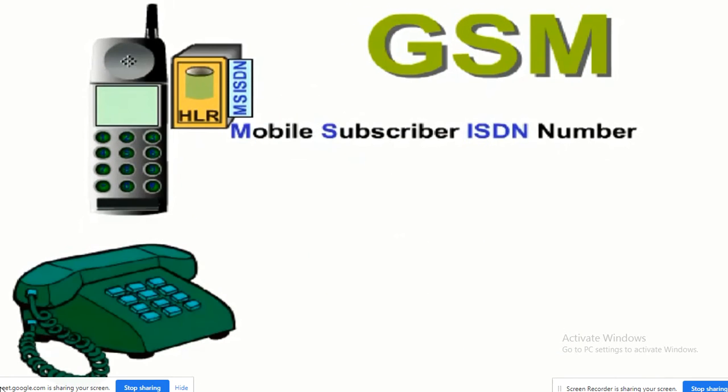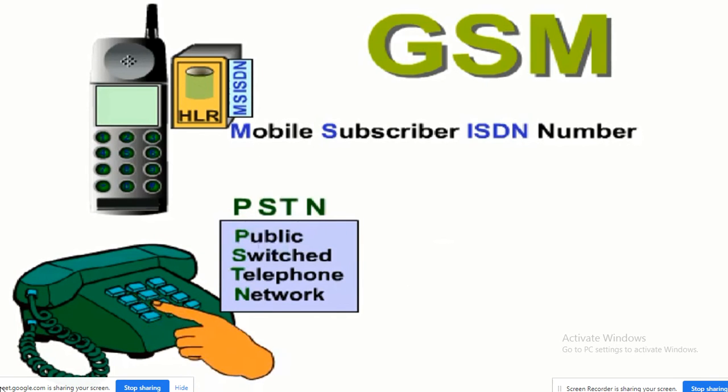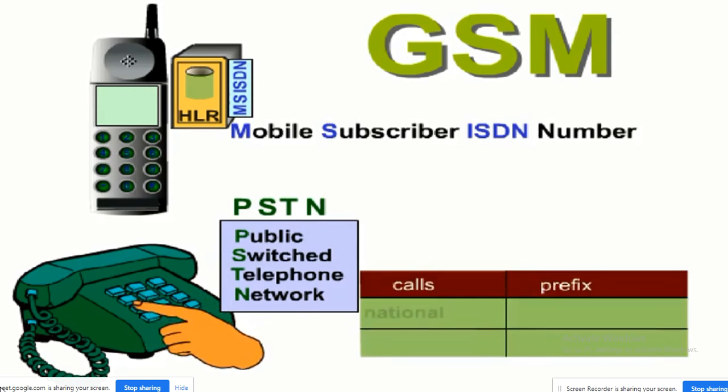How do you dial this number from a public switched telephone network, or PSTN? First, dial a prefix to distinguish between national and international calls. For national calls, the prefix is usually 0. For international calls, it's 2 zeros and 2 or 3 digits depending on the country. In GSM networks, it's sufficient simply to enter a plus sign instead of a double zero.